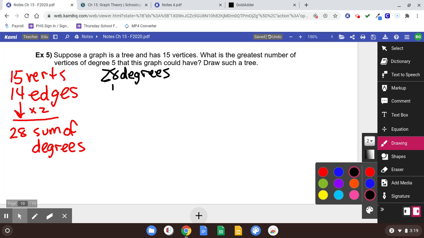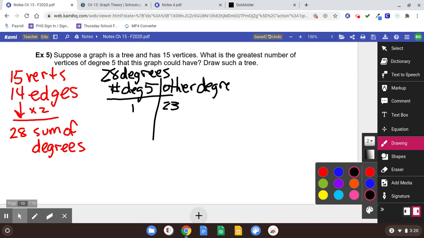okay, let's say how many degree 5s are there? If there's only one degree 5, then that's degree 5, and if there's 28 total degrees, there must be 23 other degrees in that graph, which is certainly possible, but maybe we can do 2 degree 5 vertices. If we did 2 degree 5 vertices, that's 10 degrees, there could be 18 other degrees. Oops, I almost forgot. If there was 1 degree 5, then there would be 14 other vertices. If there were 2 degree 5s, then there would be 13 other vertices. So there'd be 23 degrees to be split among 14 vertices, or 18 degrees to be split among 13 vertices.